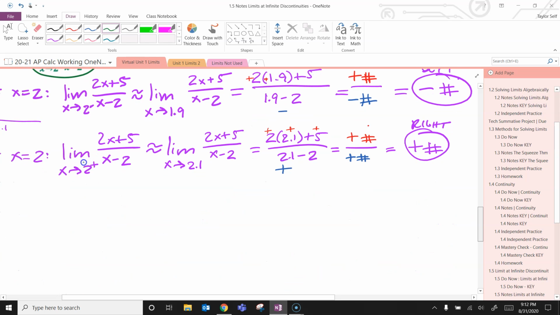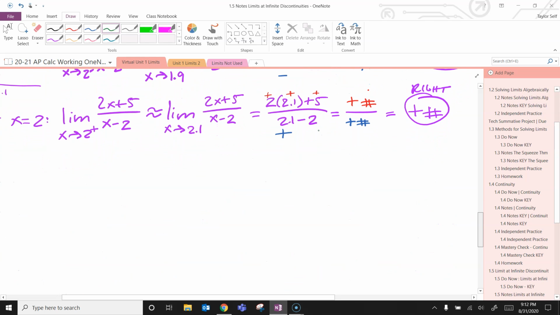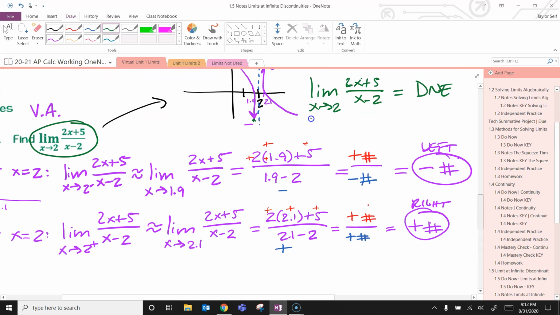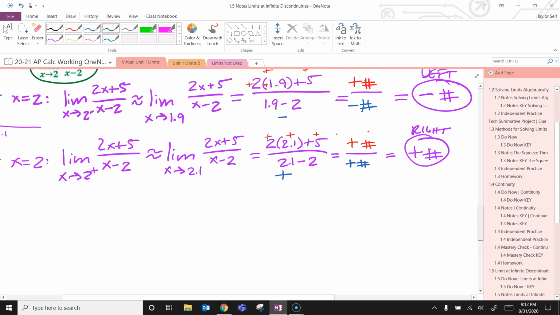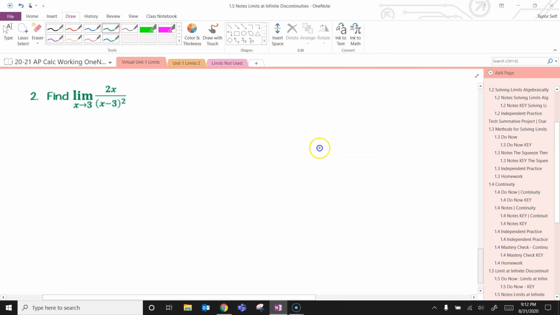Okay, let's go ahead and move on to this one. I'm going to do one more example and then y'all will practice. All right, in this one I'm going to go through fast, since I went through the last one pretty slow. All right, find the limit, and I'm going to actually ask for y'all's input.